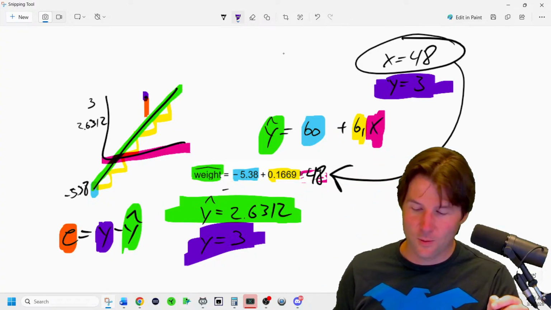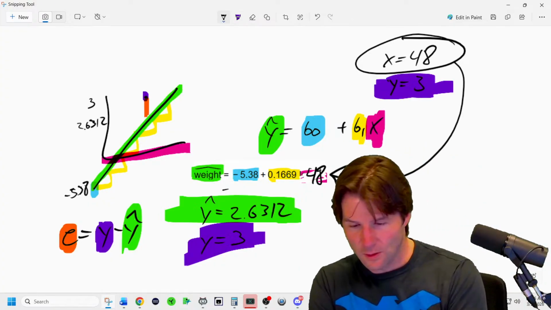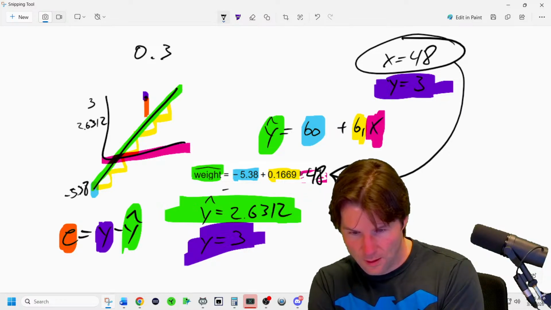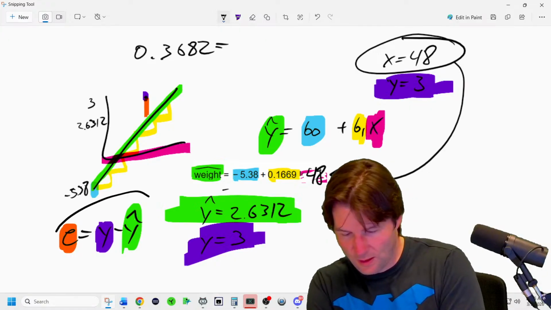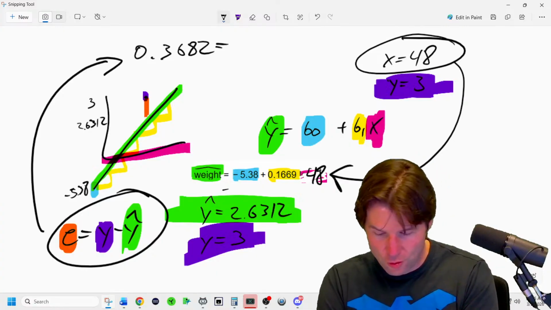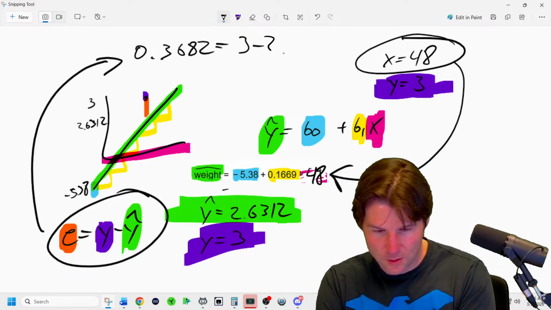So when the baby actually weighs that, all we do is subtract. So 0.3688 equals, we're just taking this equation, bring it here, 3 minus 2.6312.